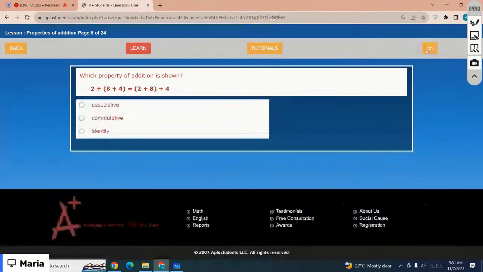Okay, which property of addition is shown, which is the correct option? Xavier, please write the answers once. What's wrong with you guys? Don't worry, I'm going to delete the chat option for grade 3 and grade 4.